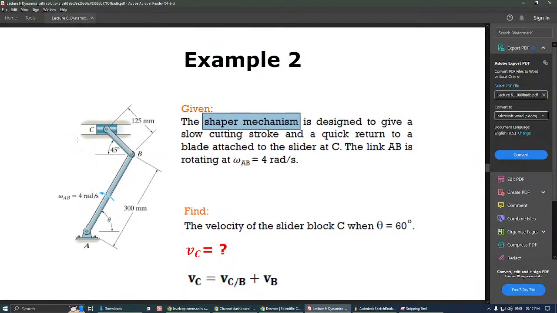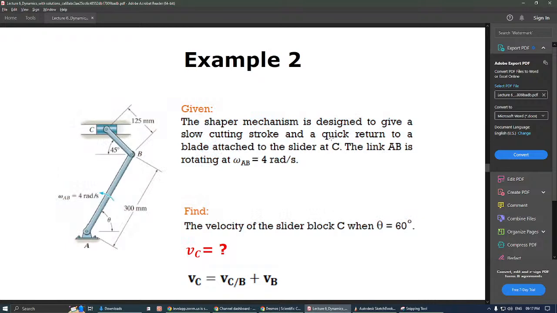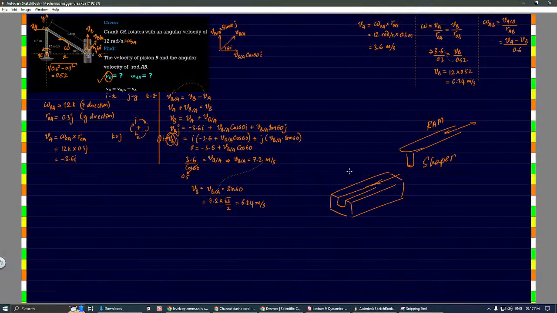So this mechanism is used for moving the ram. The shaper mechanism is designed to give a slow cutting stroke and a quick return to the blade. So here what happens is in forward motion, metal is removed.